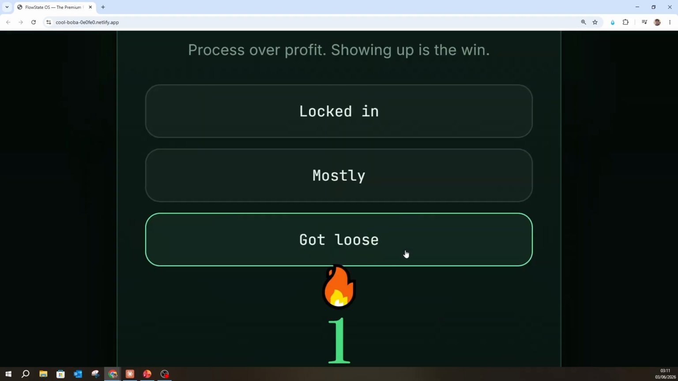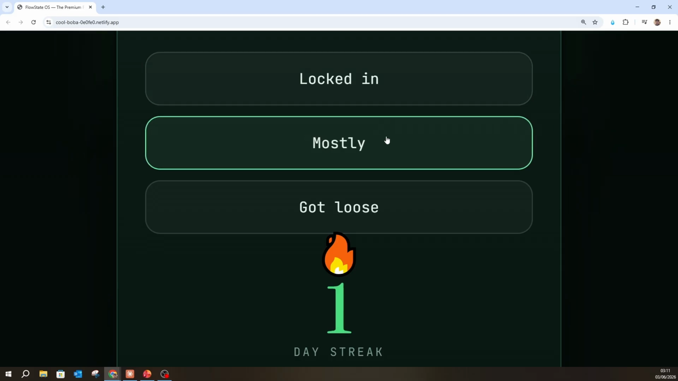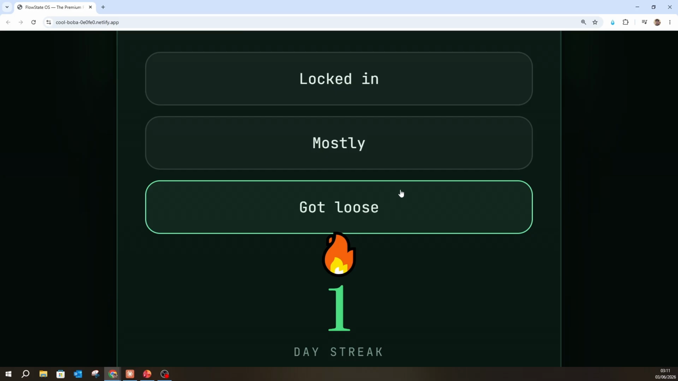And the final thing is you want to reflect. So did you follow the process, right? Were you locked in mostly or did you get lost? So let's say you were locked in, okay? It's going to give you your instructions, right? So that is the FlowState OS app, right?